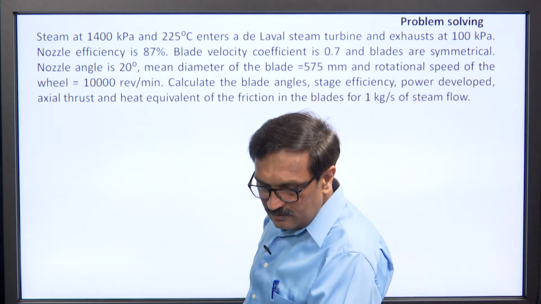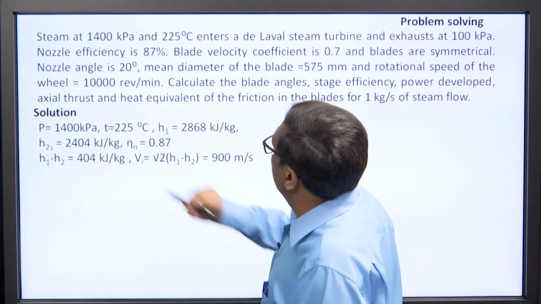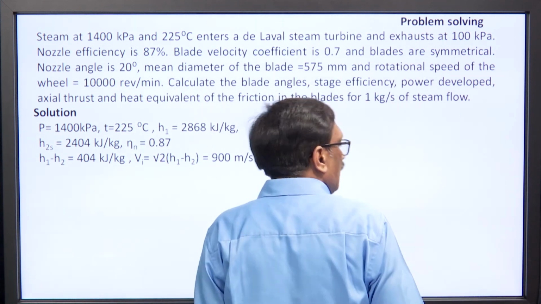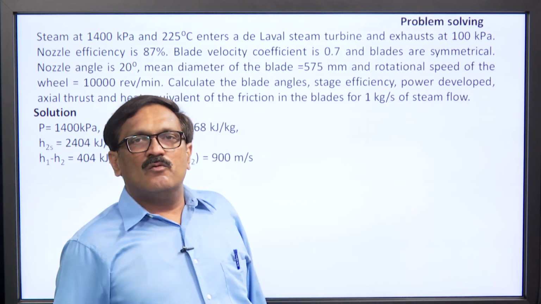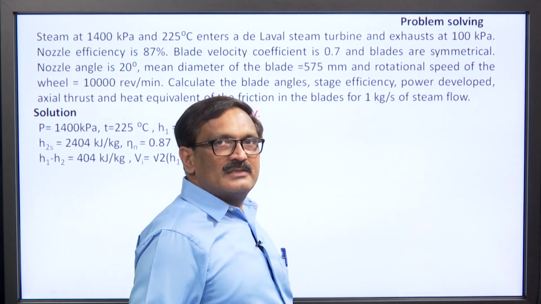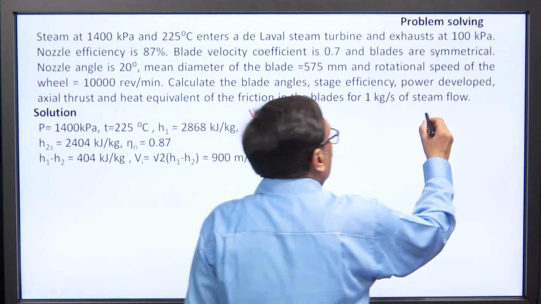Then, if we see what things are going to be there: pressure is given as 1400 kilopascal, temperature is this, as it is. We have to draw the velocity diagram. So, first thing we must know is the value of V1. V1 is, as we have said, the enthalpy drop in the nozzle.